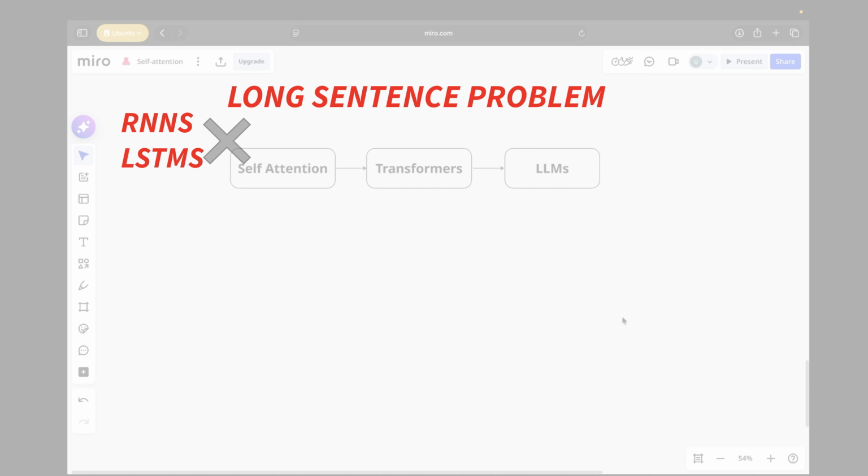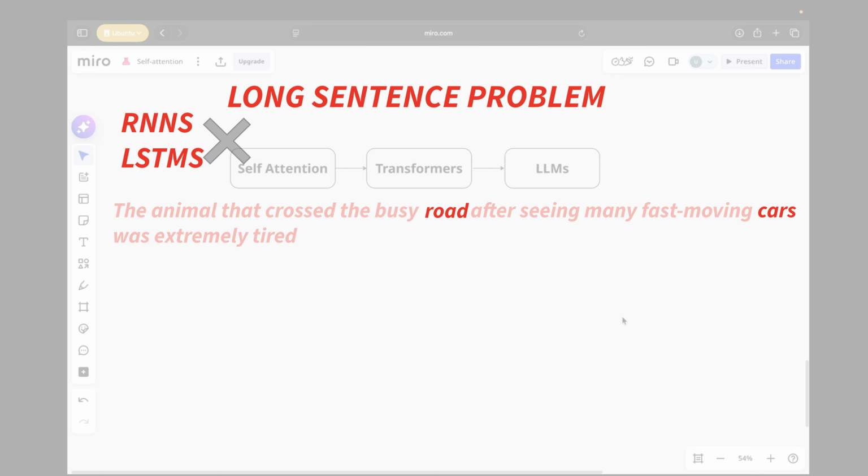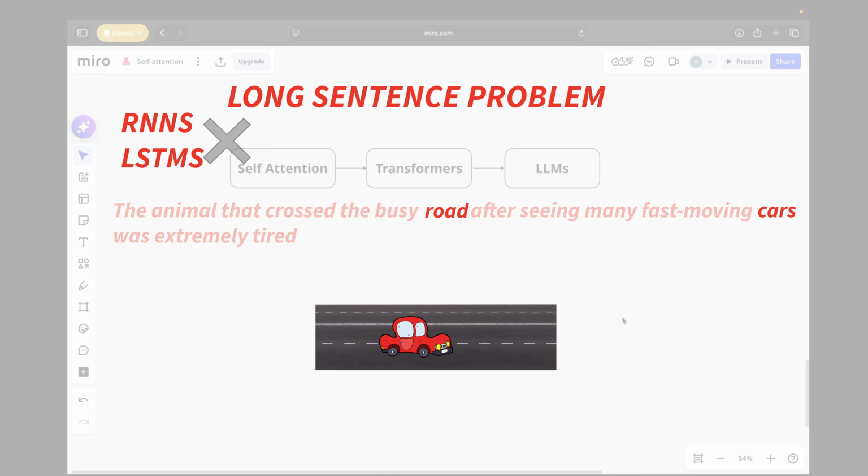Let's start with one long sentence. The animal that crossed a busy road after seeing many fast-moving cars was extremely tired. As humans, we instantly notice something. Road and cars are closely related. Roads have cars, cars move on roads. But early neural networks struggled to capture this.